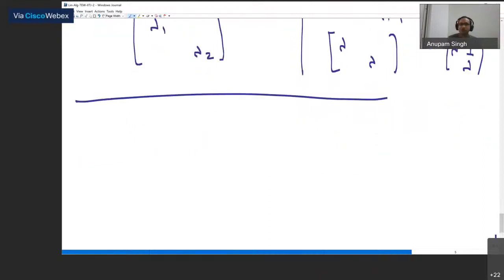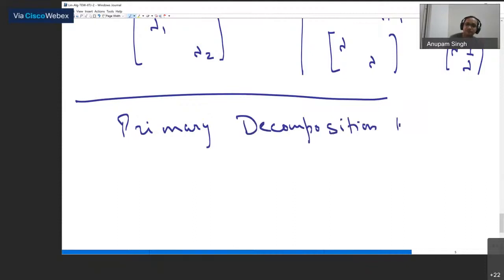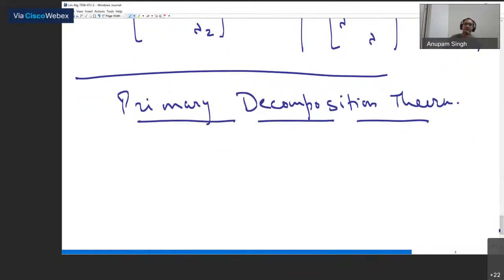Okay. So the first step in proving these things is what is called the primary decomposition theorem. This is a quite interesting theorem and not very difficult to prove once you understand the trick. The trick is also very, very useful and it can be used many, many times. So let's try to do this proof.